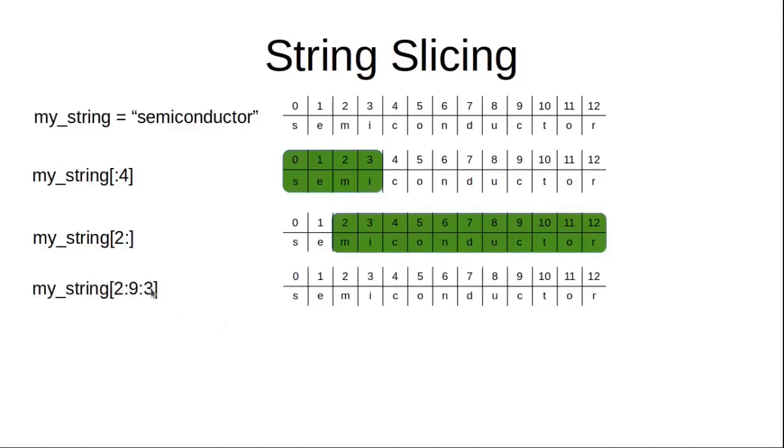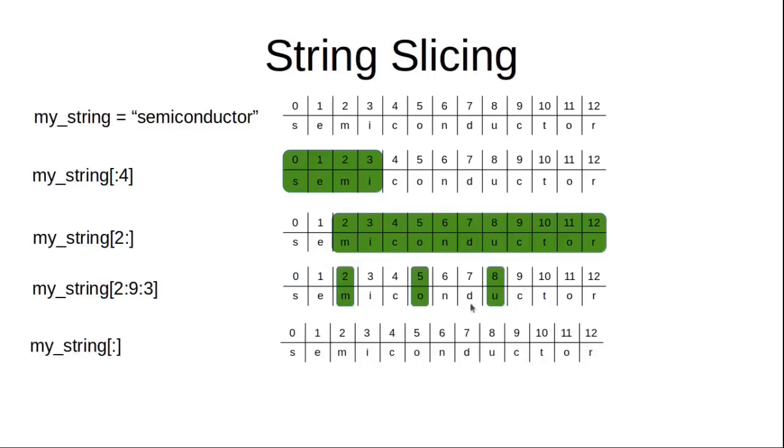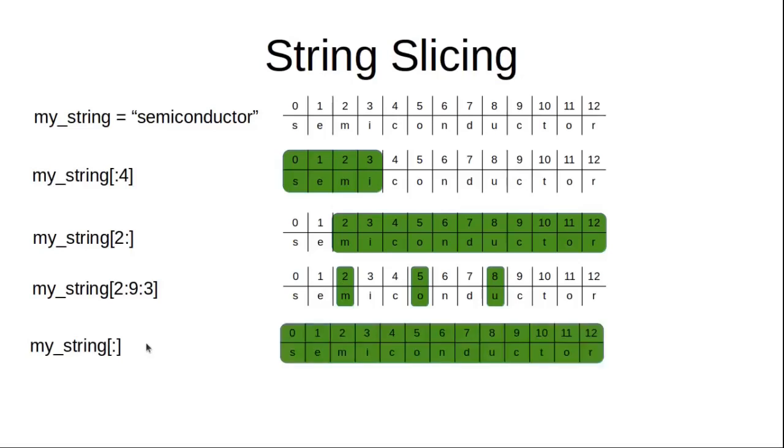I can also add the third parameter, which is the step. I start from index 2. I go up to 9, but 9 is not included, with the step 3: 2, then 1, 2, 3, 1, 2, 3, and then it will stop. So it will return 'mou'. If I don't provide start and end, it will return me the whole characters.